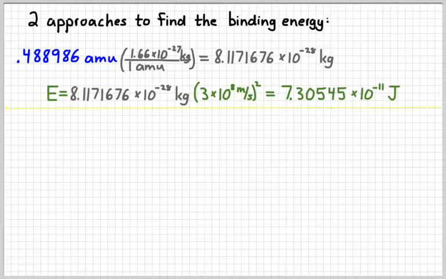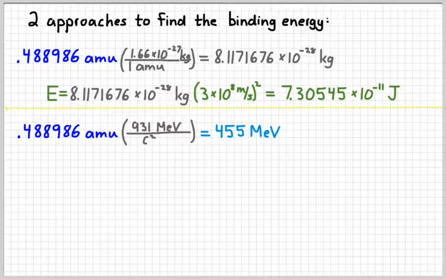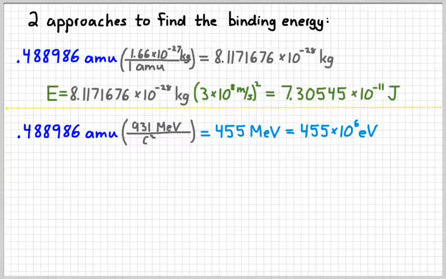Now the other approach that we could use is to take the number of AMUs and simply multiply it by 931 mega electron volts per c squared. And so when we do that, we would get a number like 455 mega electron volts, which is equal to 455 times 10 to the 6 electron volts. And that could be our answer. It is perfectly legit for us to express our answer in mega electron volts.